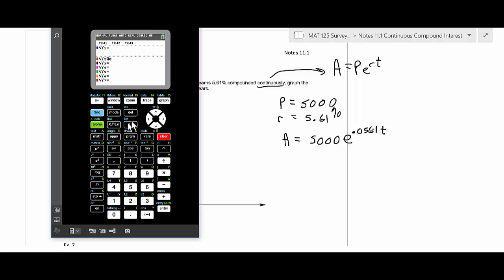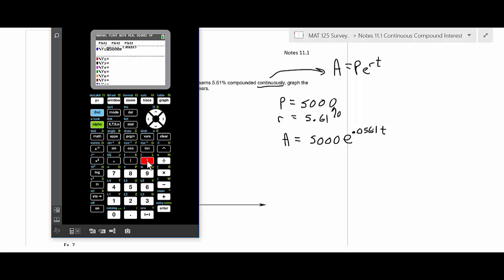So you can clear anything out that you have from your last example, and let's just put this in. So you're going to have to put this in like this. In Y1, you're going to put in 5,000. Then you got to go second ln to get that to come out, and then just to be safe, put a parenthesis, 0.0561, and then put your variable x in and close the parentheses.